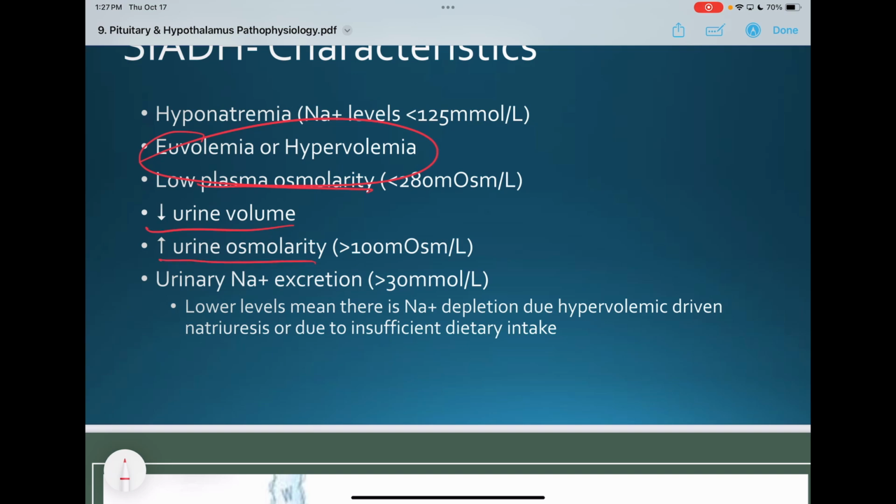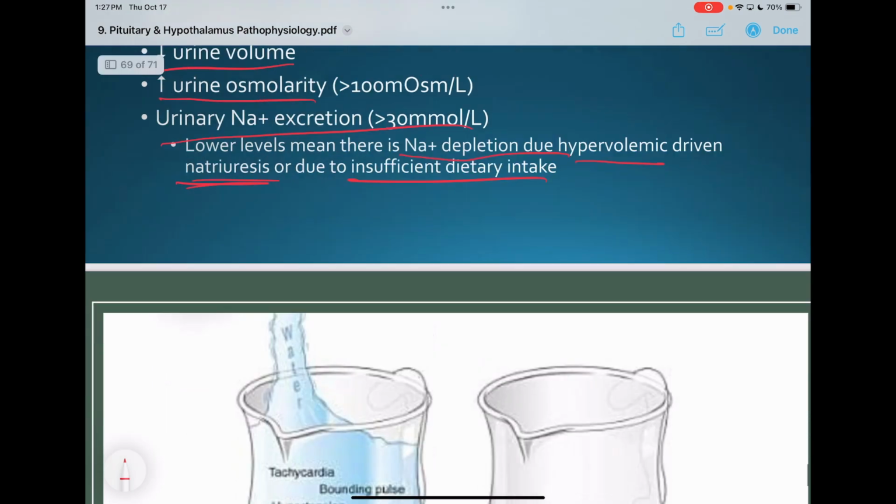Increased urine osmolarity, and urine sodium excretion. Lower levels mean there is sodium depletion due to hypovolemic-driven natriuresis. So we're going to excrete less sodium if it's, wait a minute. Okay, so there's two ways. Either we're not eating salt or we're losing it in the urine.